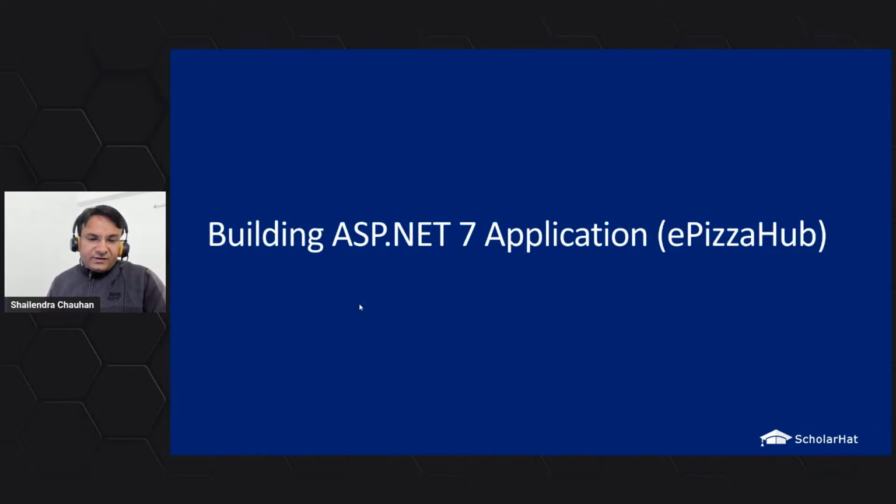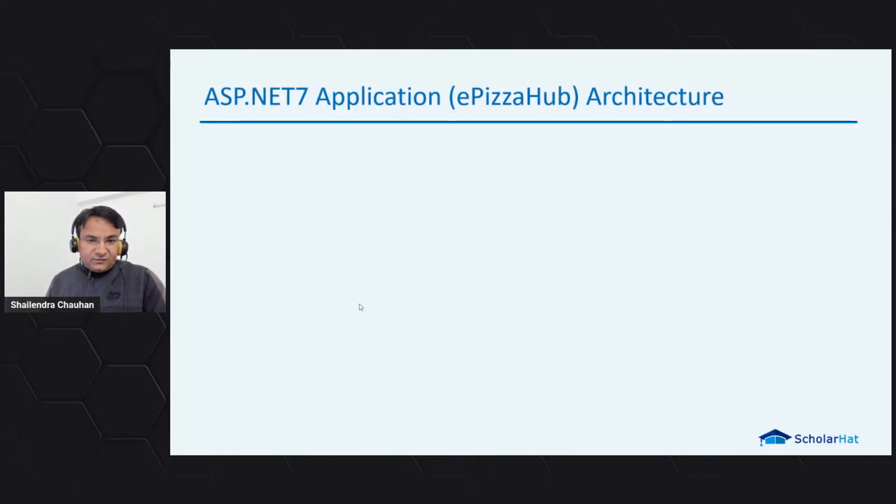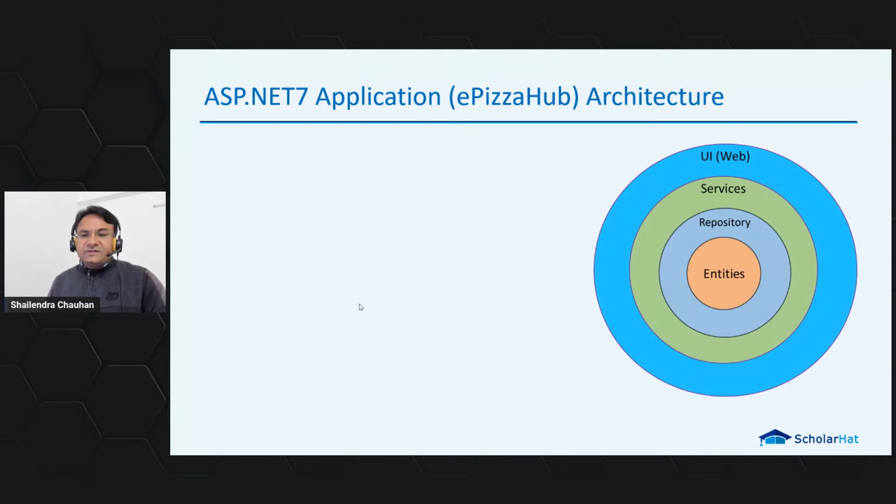So let's see how we can build our ASP.NET 7 application. The name here is ePizza Hub. Let's see how we can build the ePizza Hub application. What I'm representing here is a simple and clean architecture. It's a simplified version of the clean architecture. I have not added many things so that I can keep it simple and easy to understand.